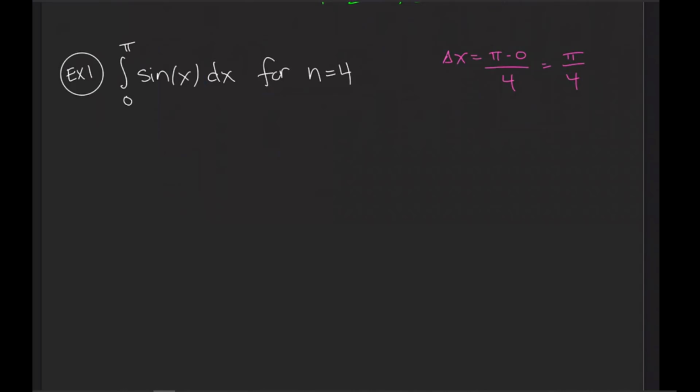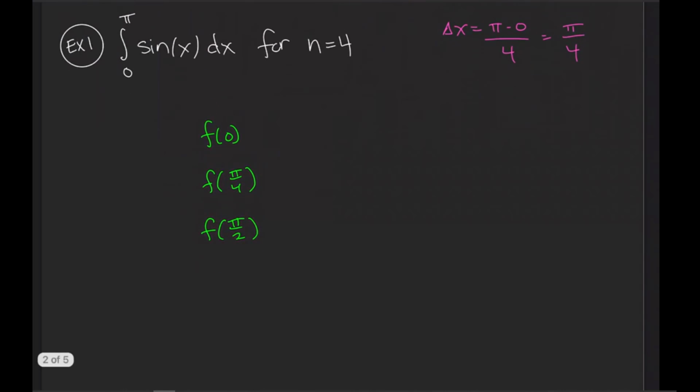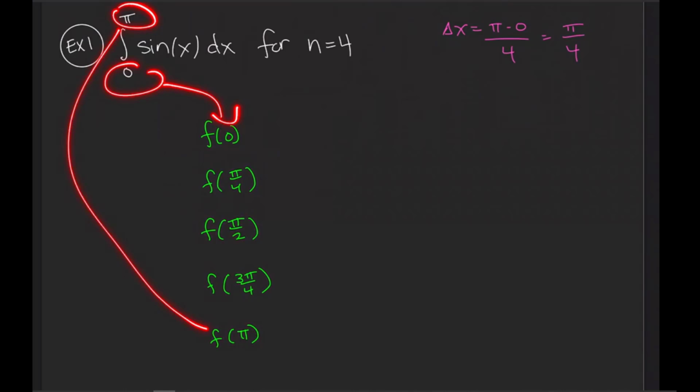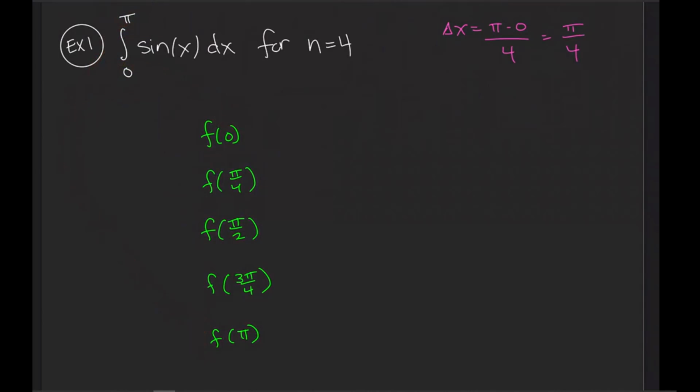So I'm going to need to figure out f of 0, because that's where I start. Then I need to figure out f of pi over 4. I'm going to move pi over 4 down. Then I'm going to move another pi over 4 on my interval, so that would be pi halves. And if I move another pi over 4, that would be 3/4 pi. And if I move another fourth pi, that takes me to pi. And I can end there because that's where my interval ends. So I started at 0, and I keep moving by pi over 4 until I get to pi.